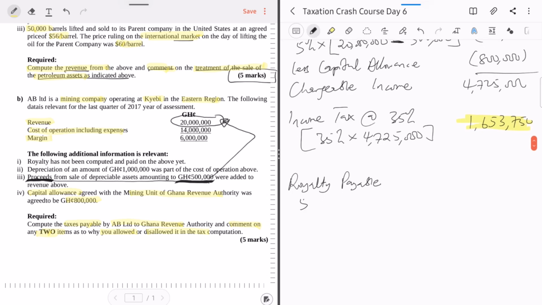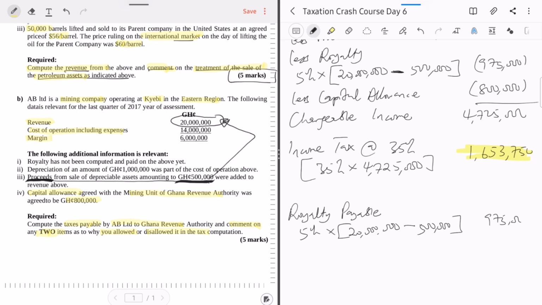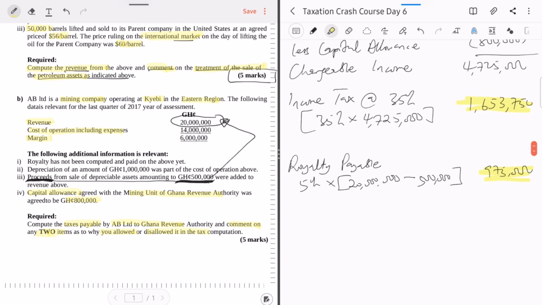So this becomes 5% on the difference between the 20 million gross revenue less any, what was the figure? 500,000, proceeds from sale of depreciable assets, and that gives me what? As we found at the top here, we got 975,000. So this is my royalty payable, right? So at this very fundamental level, my total taxes payable would be the summation of these two figures. So 1,653,750 plus my 975,000 will give me 2,628,750, and this is my tax payable.